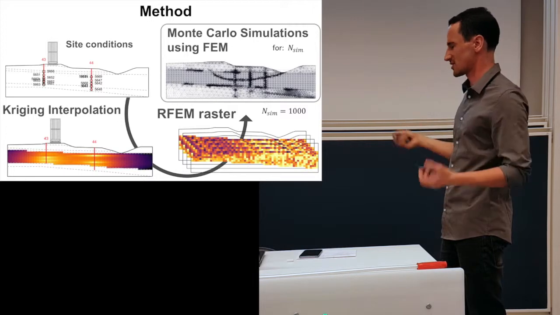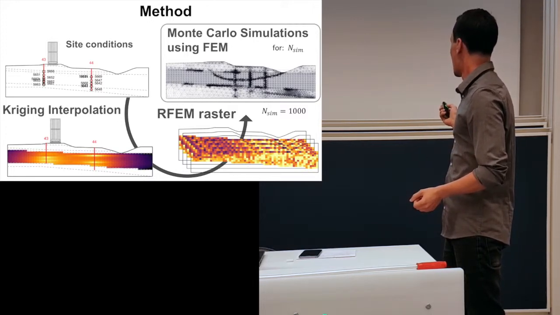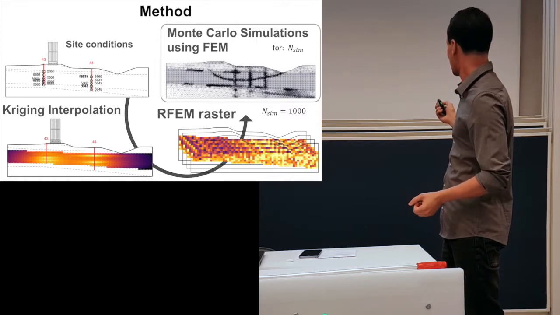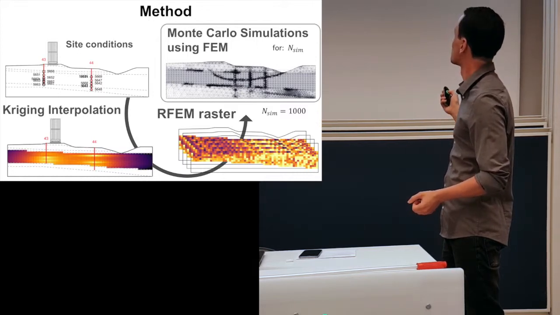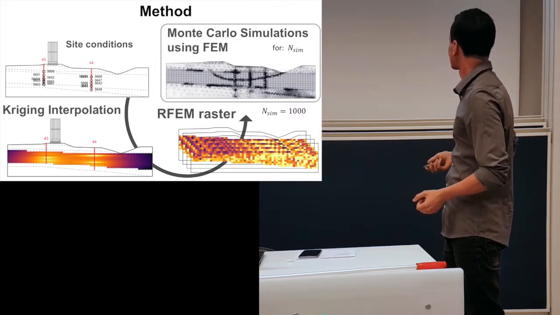So with these 2 rasters, you can simulate multiple possible scenarios. I have done 1,000 rasters, and I'm putting them into a finite element mesh to compute the stability. And from these, we get the results.